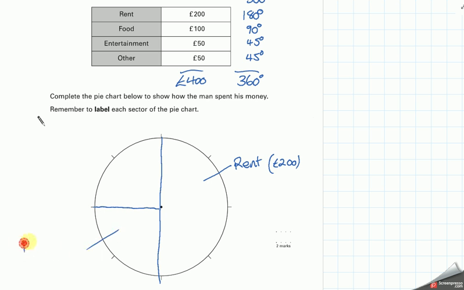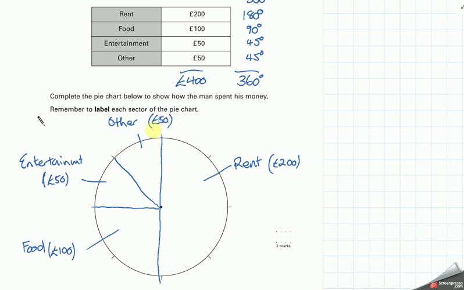So this should be food, and that's £100. And at the top here, I've got 2 other sections, both the same size. Entertainment, and that's £50, and other at £50. Do make sure you label them properly. You can label inside, you wouldn't lose marks for it. I just have a preference of labelling outside using tags. Okay?